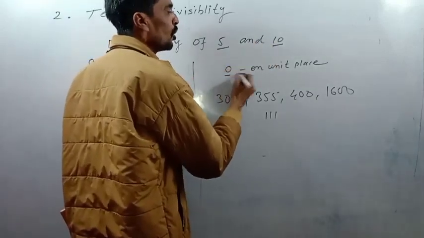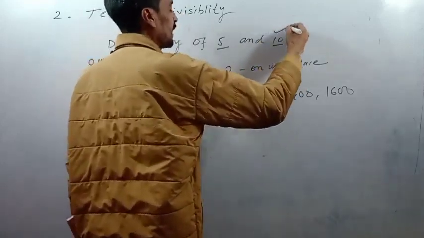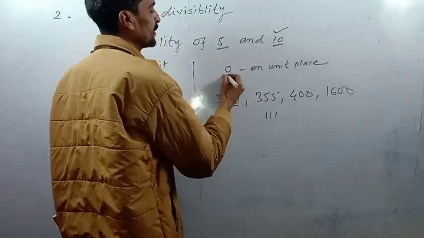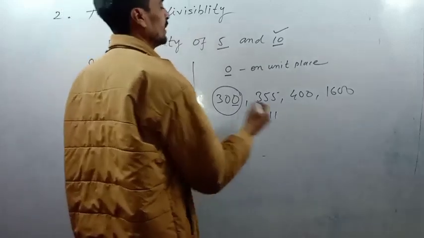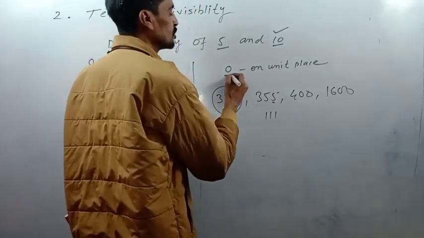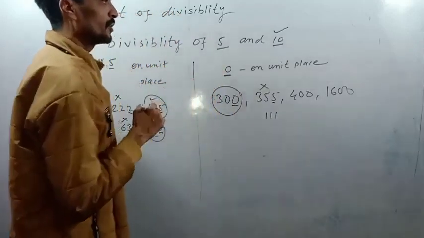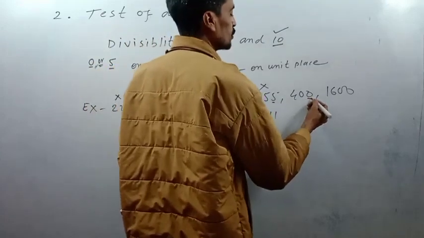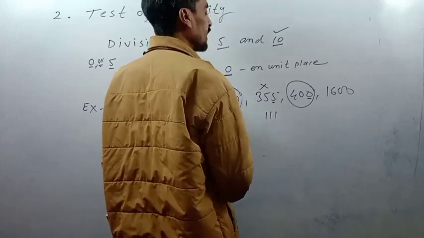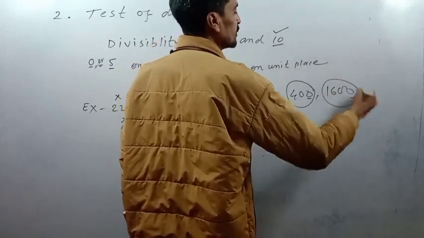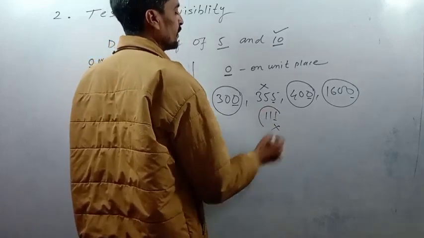If there is a 0 on the unit place, then the given number is divisible by 10. So here you see 0, so this total number is divisible by 10. Here it is 5, so we need only 0 on the unit place; this does not divide by 10. Here 0, so this total number is divisible by 10. Here 0, divisible by 10. Here 1, so this number does not divide by 10.